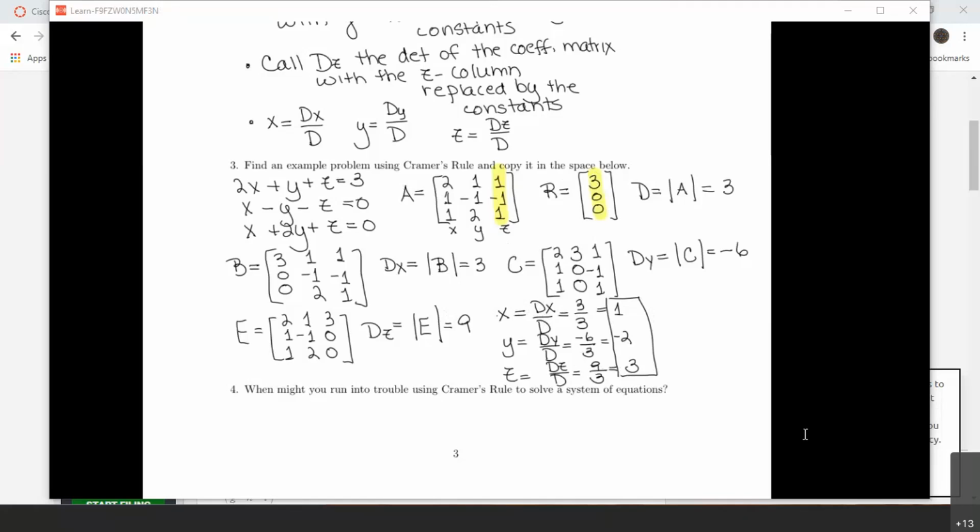Let me ask you this. Could I solve this system with rref? System. What do you think? In other words, I'm asking you, do I have to use Cramer's rule? Okay, Anna is saying yeah. Anybody else have a thought?